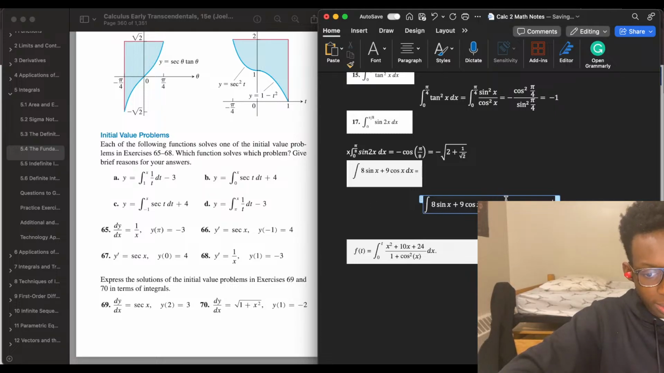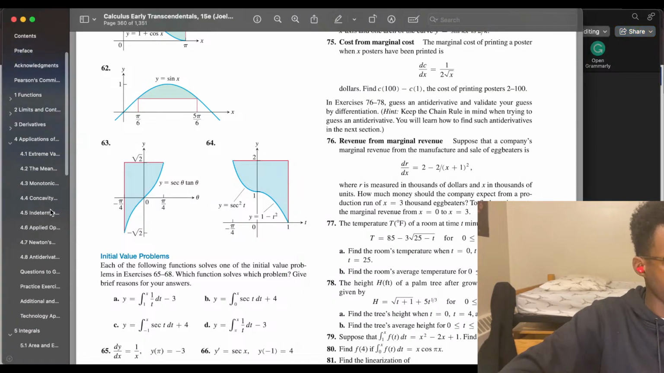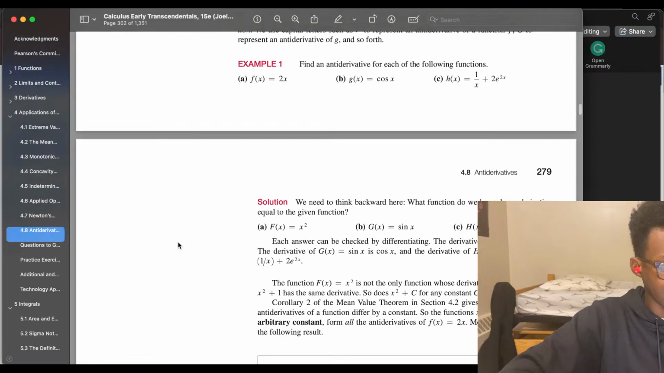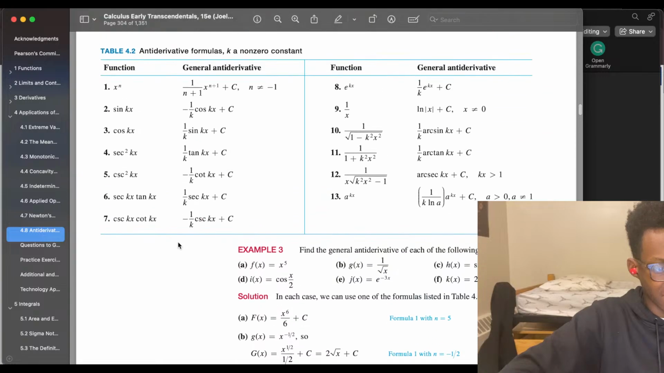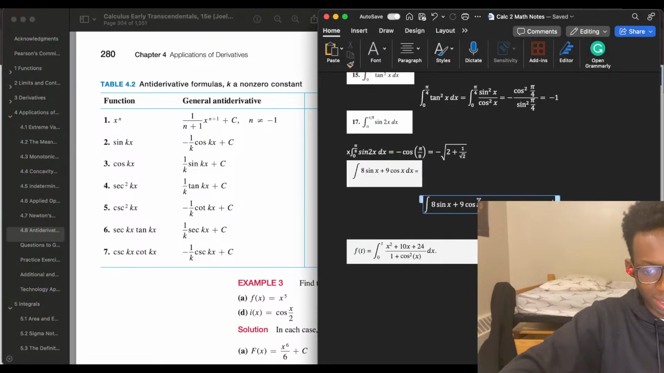So sine x would it be negative? Wait, let's check this. I keep forgetting what the antiderivatives are. Let's just check one more time. So for sine, it's negative cos. And then for this, it's positive sine. So then it's that, okay.